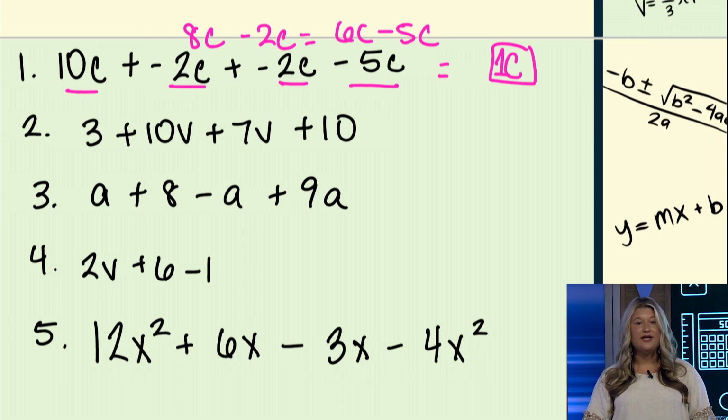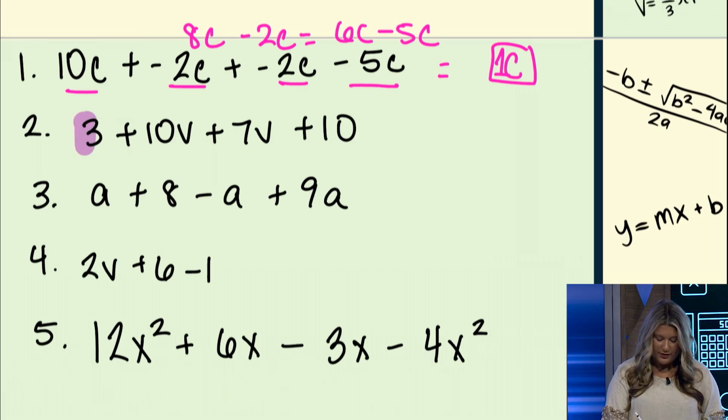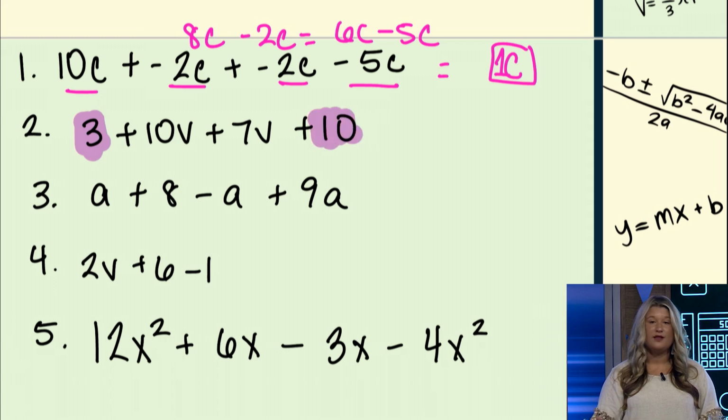Number 2, we have some constants and we have some variables. So we have 3 plus 10v plus 7v plus 10. Now, you cannot add apples and oranges and say you have more oranges. You've got to have your total number of apples and total number of oranges. They are two separate things. So we have 3 and we have 10. These are like terms. Why? Because they don't have any variables. They're the only terms that don't have variables.